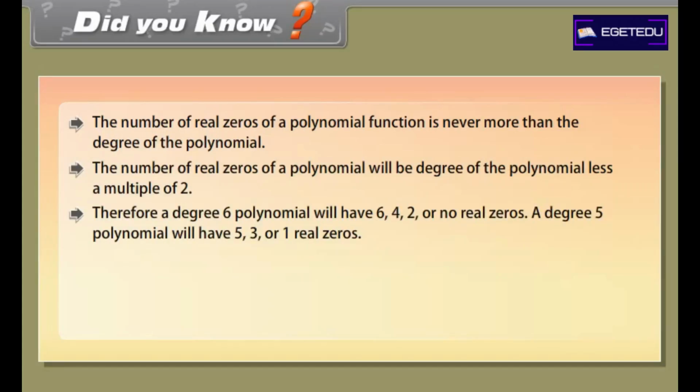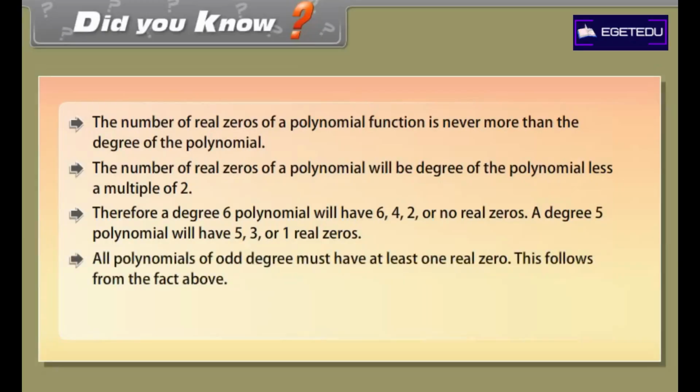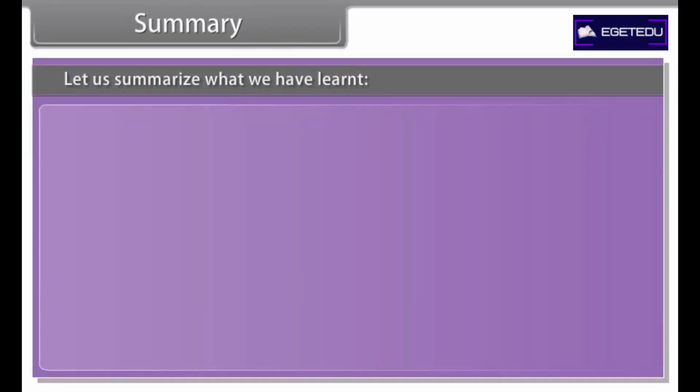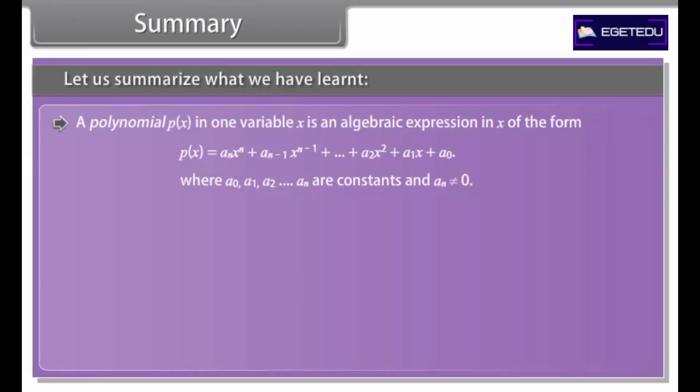Example. Evaluate 107 into 104 without multiplying directly. Solution. 107 into 104 is equal to 100 plus 7 into 100 plus 4, which equals 100 square plus 7 plus 4 into 100 plus 7 into 4 using identity 4, which equals 10,000 plus 1,100 plus 28, which is equal to 11,128.